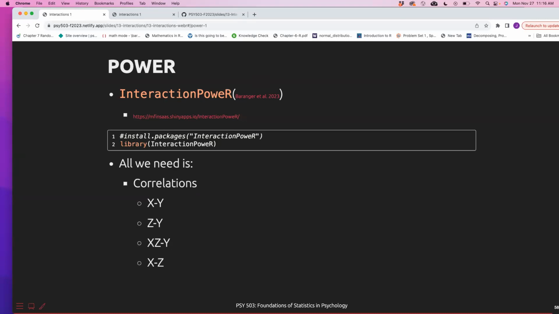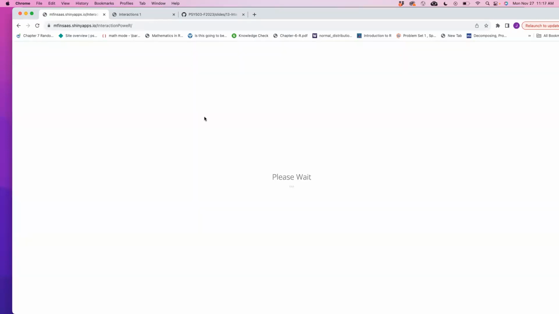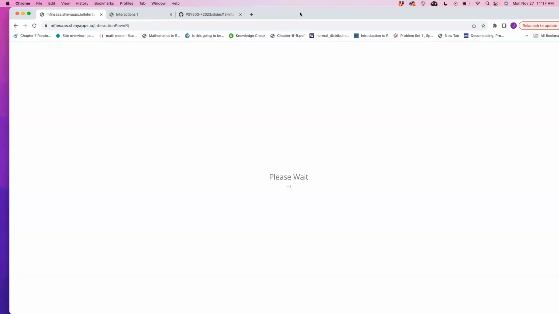All that it requires are 4 correlations that you can compute easily from your data. It requires the correlation between X and Y, so your focal predictor and Y, the moderator and Y, the interaction and Y, and then the correlation between X and Z. We know that correlations are kind of effect size measures, so we can use this and input it into our model. What I really like is that there's a Shiny app for this package that makes things really simple to run and use. So you don't have to write any code if you don't want to.